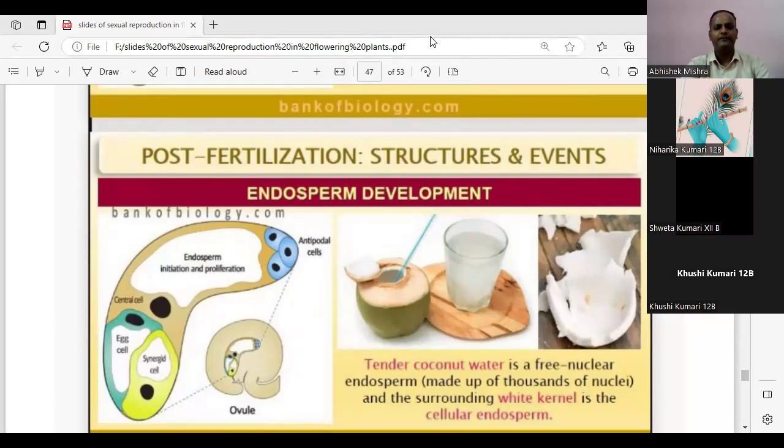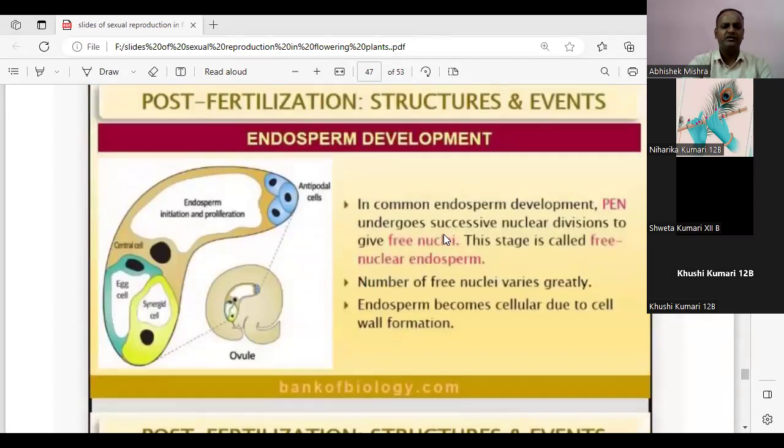Okay, Khushi Anand. Okay, fine. You asked to explain once again. See, Khushi, the polar nuclei fused with the second male gamete to form PEN, primary endosperm nucleus. This we have studied in double fertilization. And this PEN undergoes nuclear division to give rise to endosperm. That means it will repeatedly divide, it will proliferate, and it will finally give rise to the endosperm. And this endosperm provides nutrition to the developing embryo. Okay, Khushi Anand?